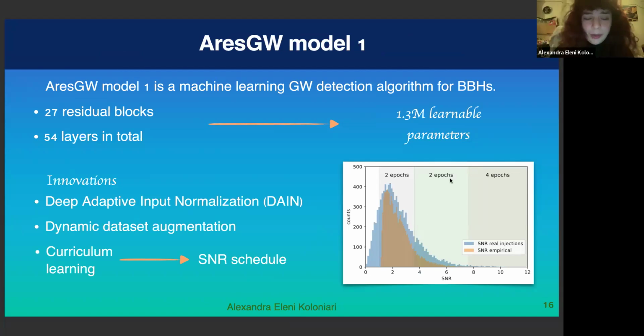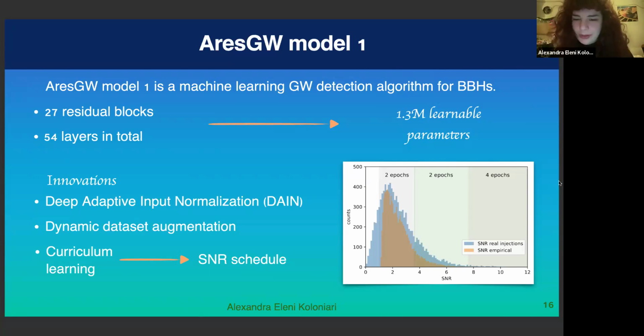Basically here, we did use 27 residual blocks and 54 layers in total, leading to 1.3 million learnable parameters. Additionally, we did include some innovations such as a deep adaptive input normalization, or DAIN, a dynamic dataset augmentation, and curriculum learning using an SRS schedule, as you can see in the figure here.